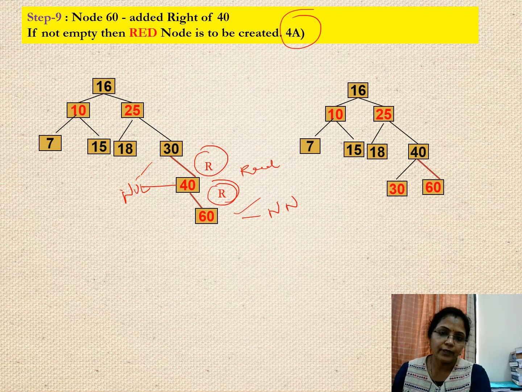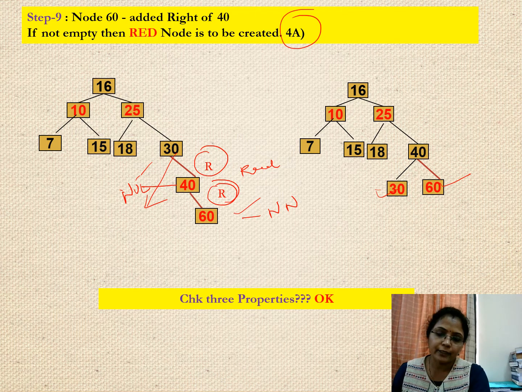We can verify after performing the RR rotation that 40 has now become the root node, 30 is on the left-hand side and 60 is on this side. So now we have performed it. Again, let's check the three properties of the red black tree. They are all okay. So we can proceed further.